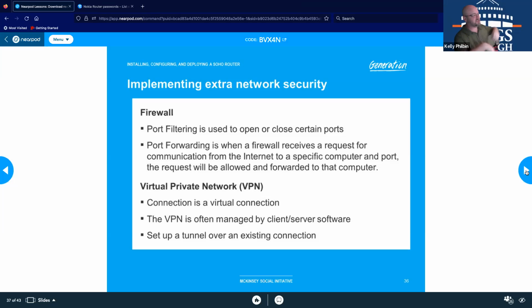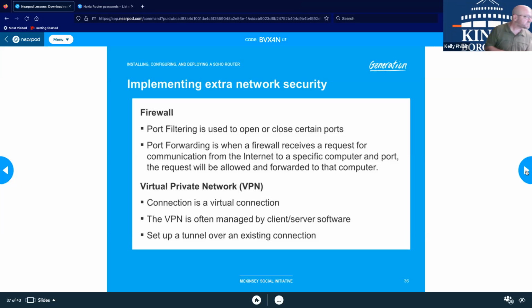So we can sit there and open and close ports and basically say, no, anything other than these, we will block. So it minimizes our vulnerability footprint, essentially. So that's kind of what port filtering is.